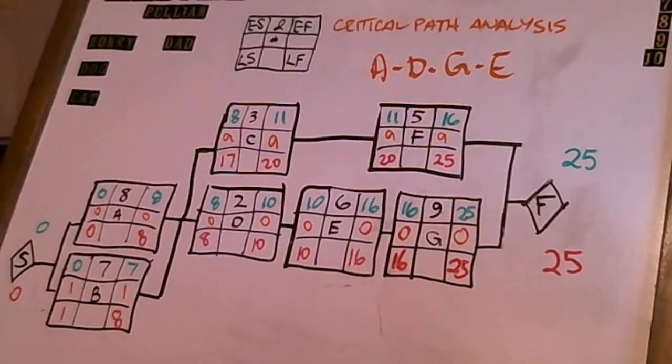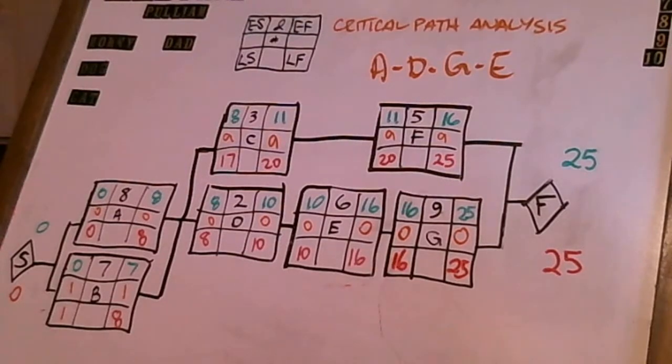There is no room to play. There is no float. There is no slack in those activities. Thus, that makes them critical. So in this particular case, when you look at this network diagram, your critical path, and as you can see, I've got it up there noted already in orange, is A, D, G, and E. Each one of those activities has zero float.